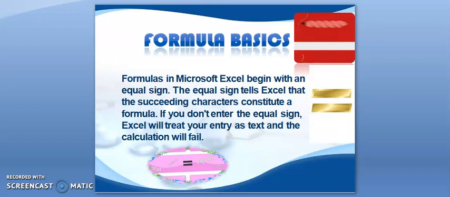Formula basics. Formulas in Microsoft Excel begin with an equal sign. This equal sign tells Excel that the succeeding characters constitute a formula. If you don't enter the equal sign, Excel will treat your entry as text and the calculation will fail.